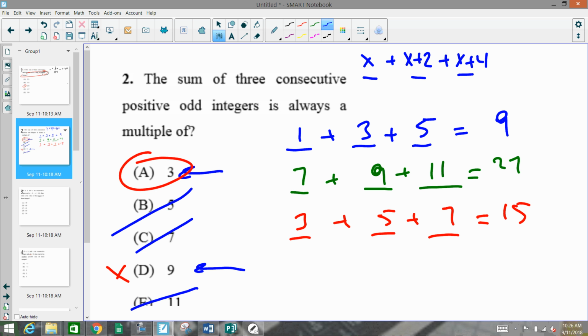Why is X plus 4 odd? Well, X is odd. So when you add 2 more, that will be again odd. When you add 2 more, that will be again odd. Right, Alexa? Am I right? Okay, I can go ahead and continue.